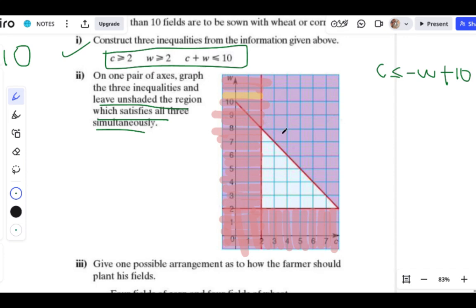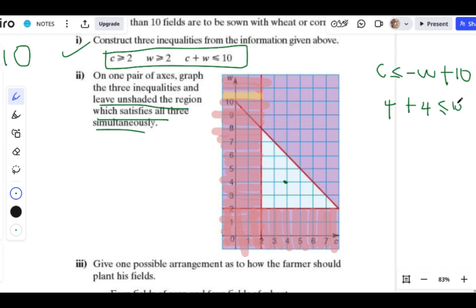Okay, now you test. You can choose any point to know which region satisfies the inequality. For every line like this, we have to test the region which satisfies the inequality. How to test? You choose any coordinate point. Let's use C is 4, W is 4. Look at the inequality: 4 plus 4 is less than or equal to 10. That's true.